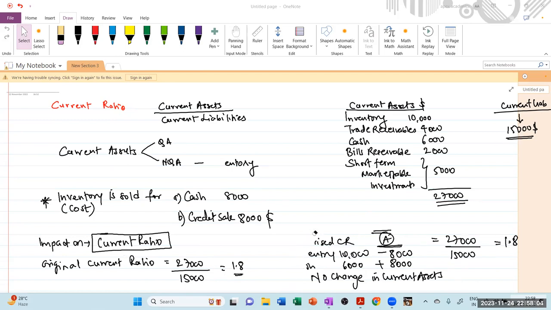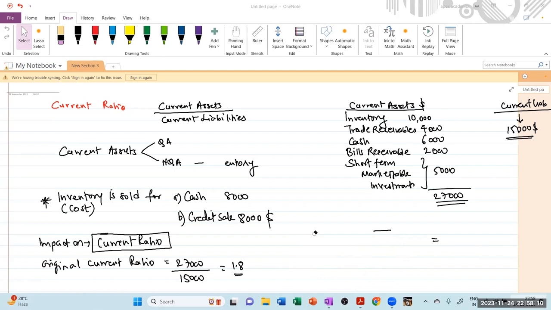Yes, yes. So now let's talk about case number B. I don't think case number B also possesses a challenge for you in understanding. What has happened? I agree that inventory, which was 10,000, has become 2,000, and trade receivables. Sir, why trade receivables? What is the journal entry for credit sales? Sundry debtors account debit to sales. So trade receivables have increased. They have gone from 4,000 to 8,000. What's your answer? They have now become 12,000.